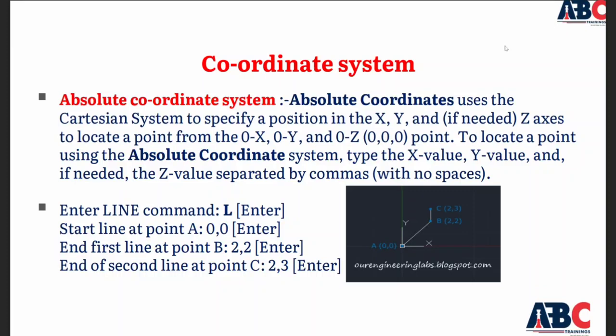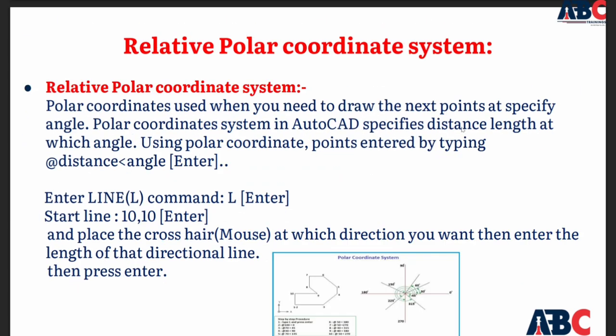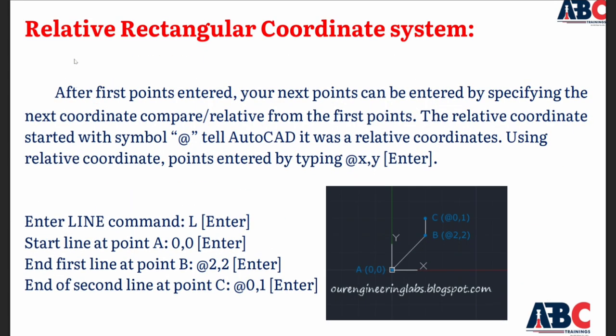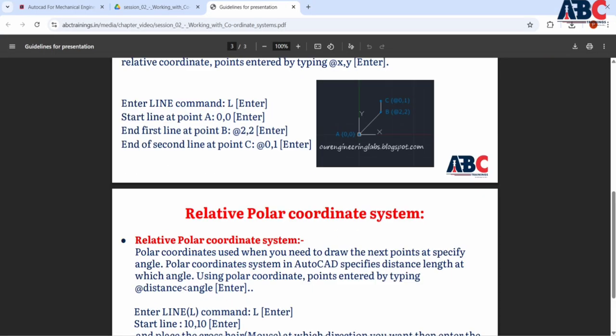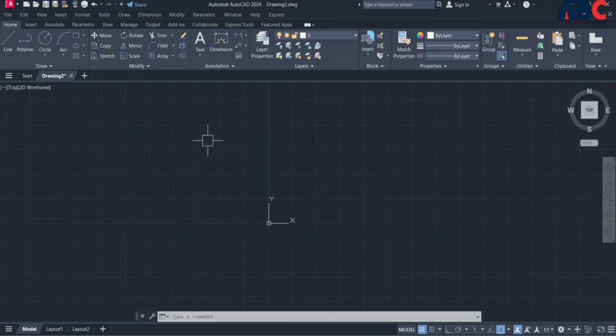Second session of AutoCAD for mechanical engineers, we will see how to work with the different coordinate systems in AutoCAD. There are three types of coordinate system in AutoCAD. First one is the absolute coordinate system. The second one is the relative rectangular coordinate system, and the third one is the relative polar coordinate system. So let's see in our software how to work with all three coordinate systems in AutoCAD.